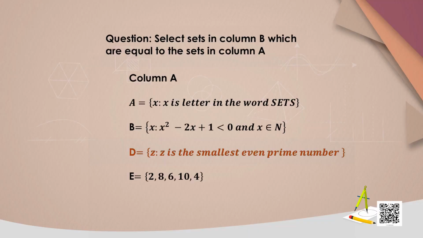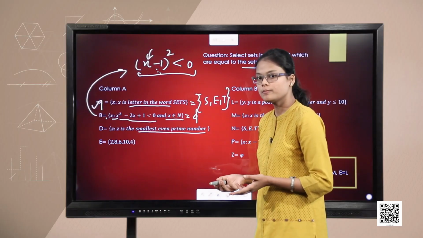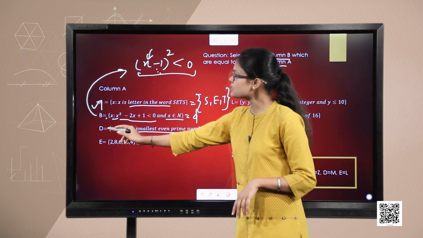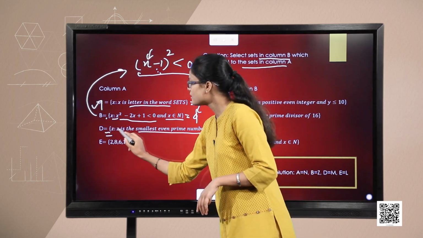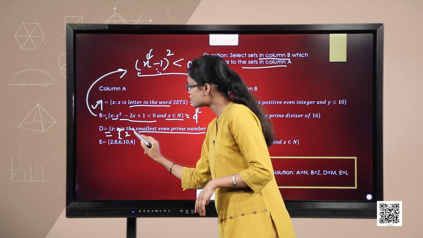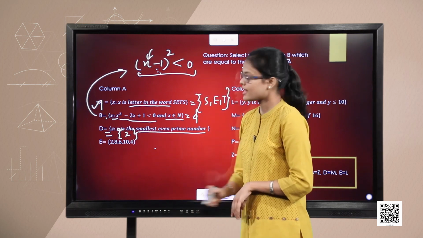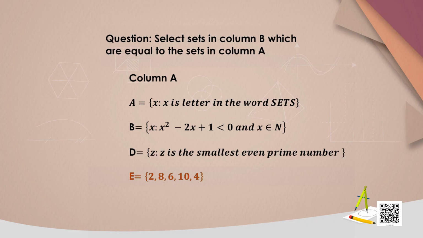D. D is the set of the smallest even prime number. The smallest even prime number is 2. So, D is a singleton set. Let us write it as {2}. And E is given with a set of numbers which are 2, 8, 6, 10 and 4.